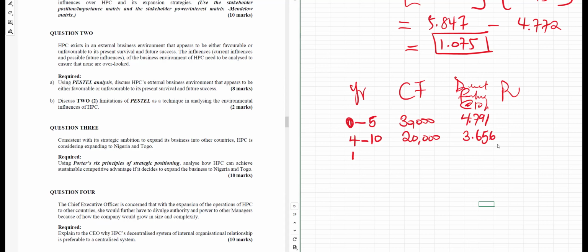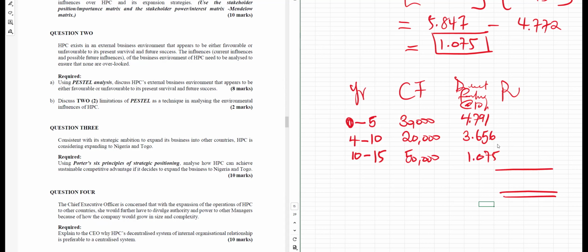Year 10 to 15, right? Which was also 50,000. That was 1.075. Do you get it? You see how much simpler it has become.